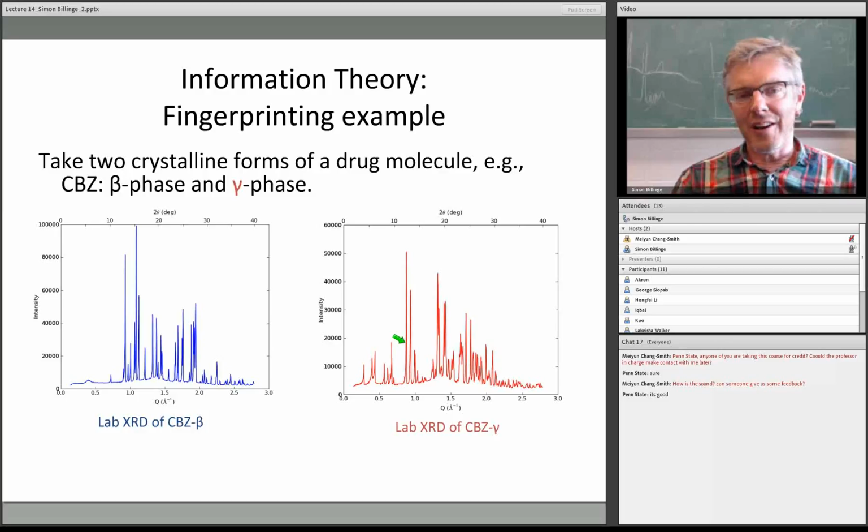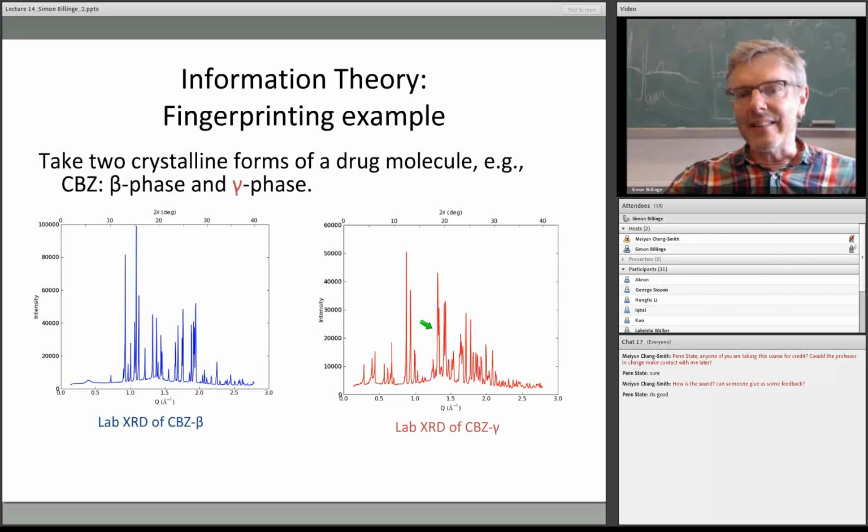And what the drug companies want to do for quality control is make sure that what's in the pill is what they think is in the pill, because you're going to take that pill to make you better, and the drug company wants the pill to make you better and not make you sicker. So it's very important to them that they know what is in the pill, and they need this way of fingerprinting. And they have these very rich patterns of Bragg peaks to do this.